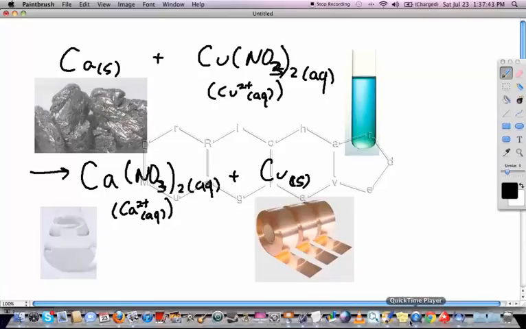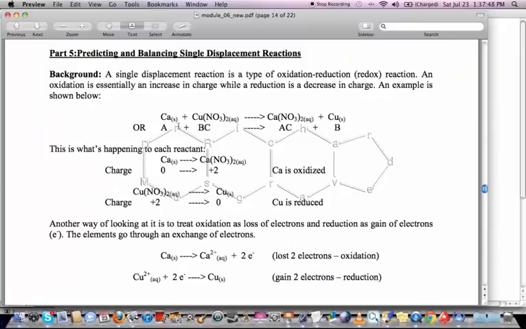Alright, so let's take a closer look at the reaction process. The reaction process follows this kind of formula. So the calcium, which I'm calling A, becomes a calcium cation and becomes combined with the anion that was with the other metal part that was cationic. So the A becomes AC, and the BC in turn becomes B. So the calcium became calcium nitrate, the copper nitrate became copper solid.